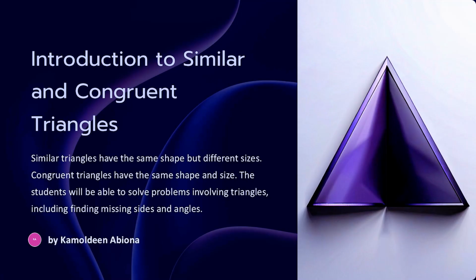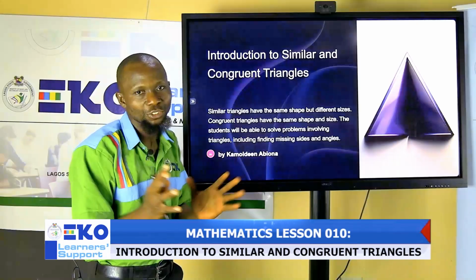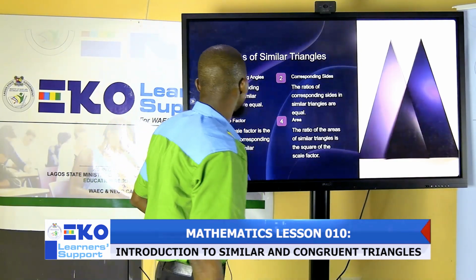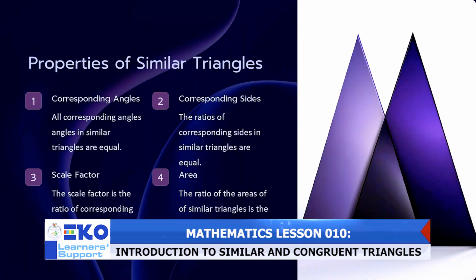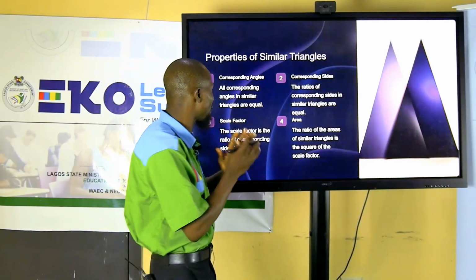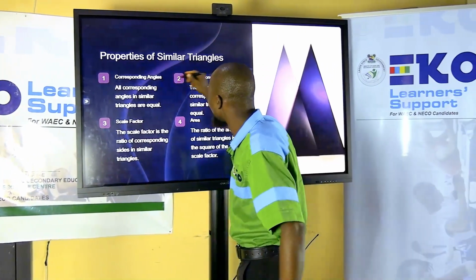So the student will be able to solve problems involving triangles, including finding missing sides and angles, in triangles that are similar. All right. So, properties of similar triangles: corresponding angles. All corresponding angles in similar triangles are equal.